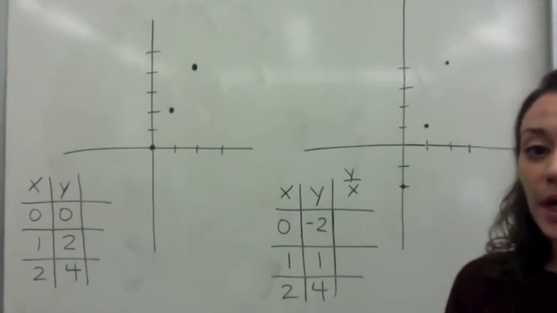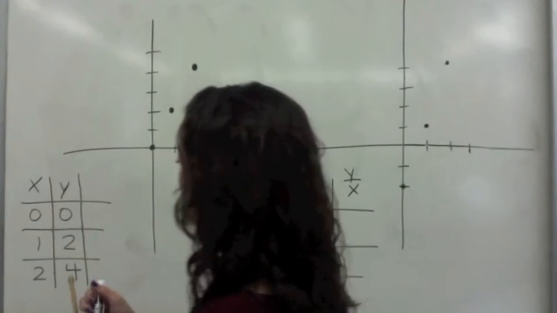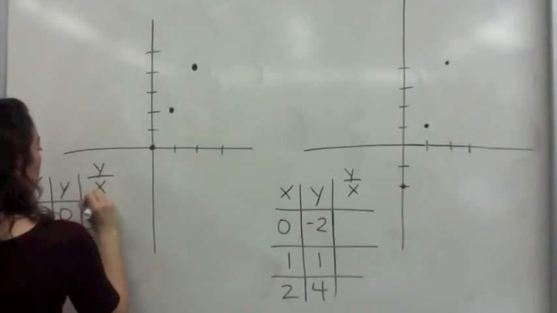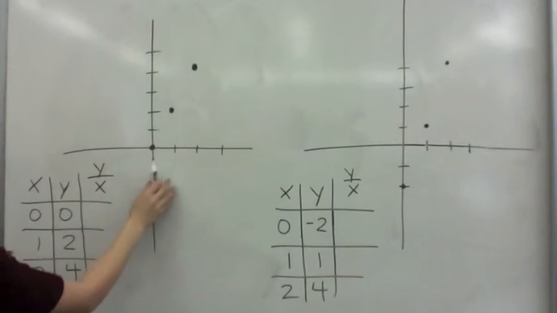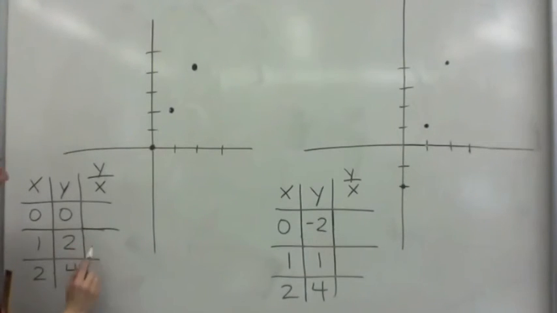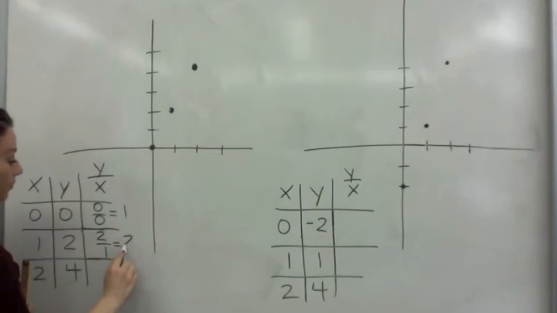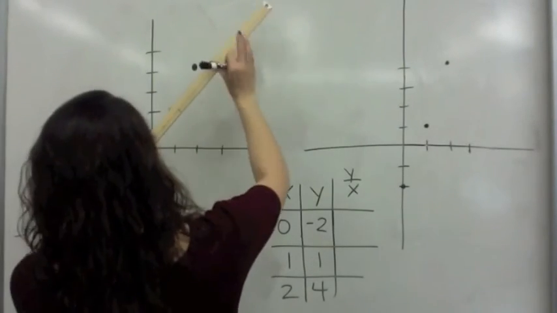For the first one, I drew the individual points so you could see, and I made an XY chart. It starts at 0, 0, and then this coordinate point is 1, 2, and this coordinate point is 2, 4. The first thing I could do is take the ratio of y divided by x. So I get 0 divided by 0 is 1. I get 2 divided by 1 is 2. And 4 divided by 2 is also 2. So is this linear? Yes.